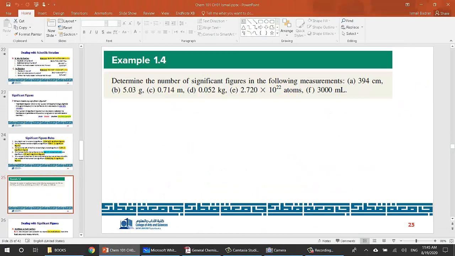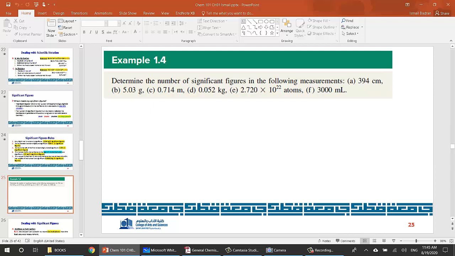Okay, let's practice this question. Determine the number of significant figures in the following measurements. A, 394. 394 is 3 significant figures. B, 5.03. That's also 3 significant figures. Number C, 0.714. Zeros to the left, they don't count. So that's also 3. Number D is 0.052. Zeros to the left, they don't count. So this number has only 2 significant figures. The answer for D is 2 significant figures.